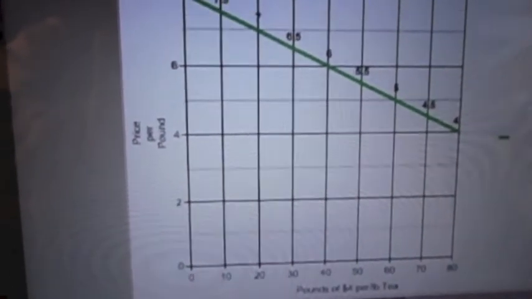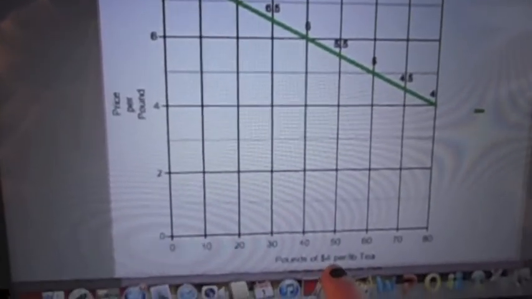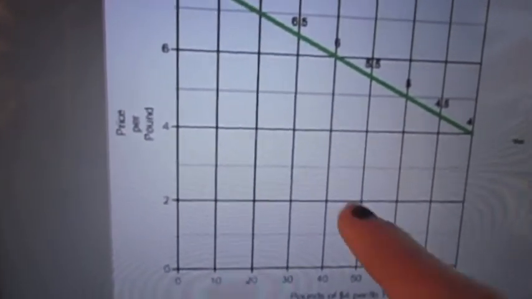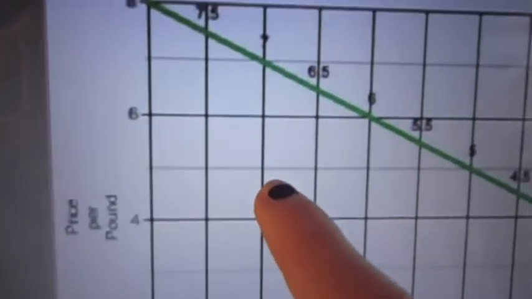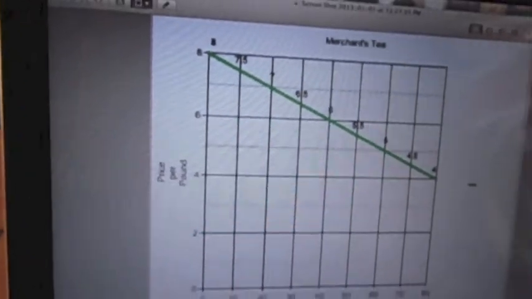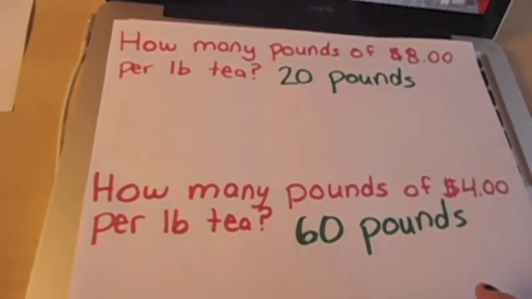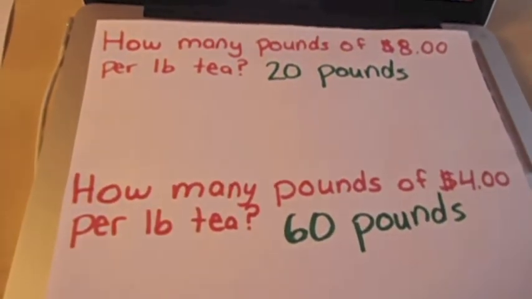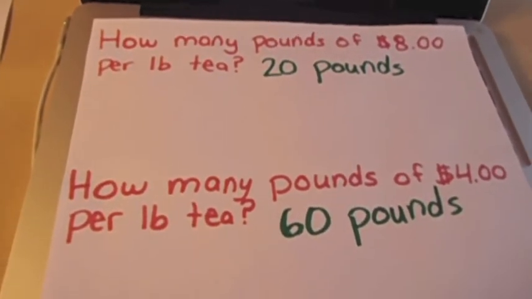Similarly, with the $4 per pound tea, we have the $4 per pound tea as the x-axis, with the y-axis being price per pound once again, and same thing, you go to the 5, and you go all the way across, and then you go down to the x-axis, and you see that you'll need 60 pounds of the $4 per pound tea. If you go back, you can see that these are our two solutions, that the merchant will need 20 pounds of $8 per pound tea, and 60 pounds of $4 per pound tea.